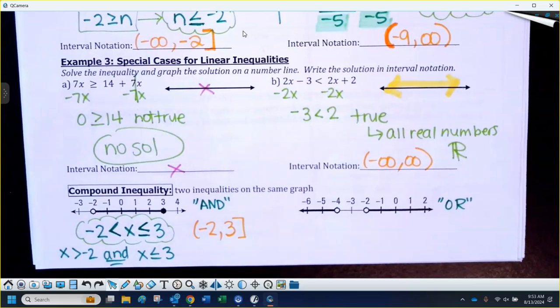Now, for an OR statement, you're going to have two separate inequalities on the same graph. You can't put these together. Don't try to write them in this format. If you do, it will not be proper notation of any kind. You cannot put them together. You have to write it as two separate.